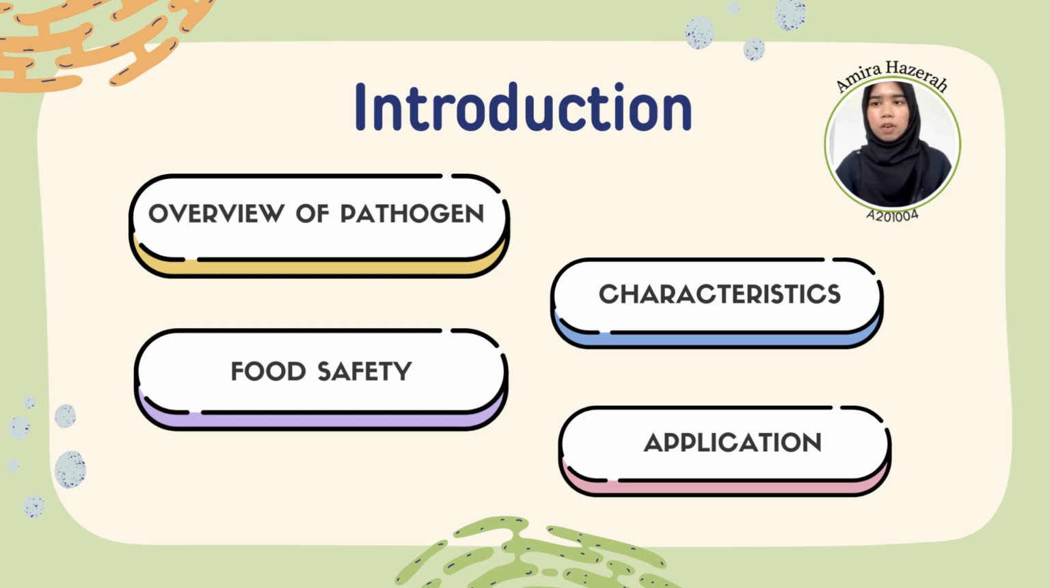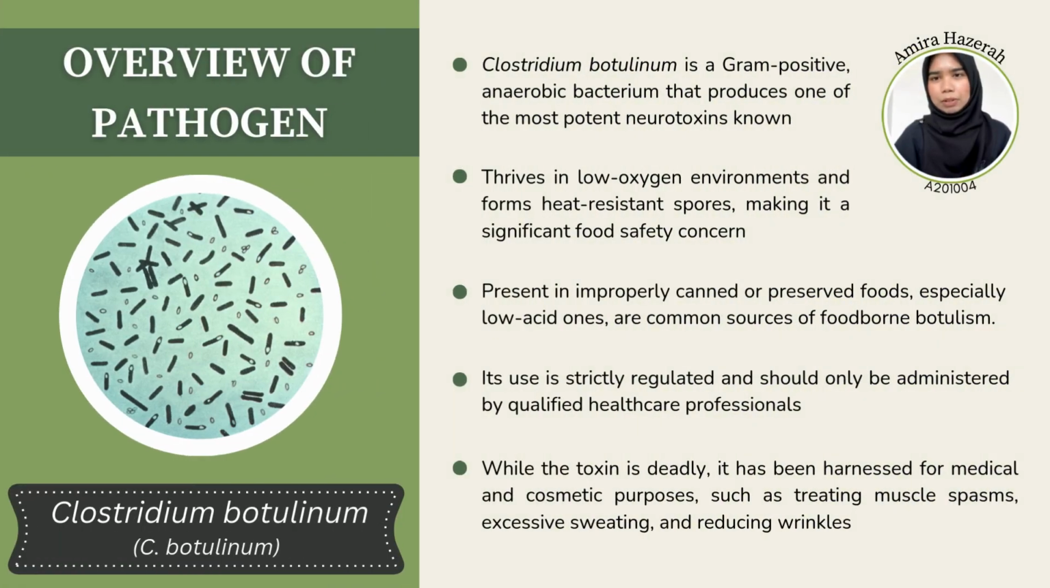Let's begin with the overview of the pathogen. Clostridium botulinum or C. botulinum is a gram-positive anaerobic bacterium known for producing one of the most potent neurotoxins. This bacterium thrives in low oxygen environments and forms heat-resistant spores, making it a significant concern for food safety. A common source of foodborne botulism comes from improperly canned or preserved food, especially low-acid ones. This condition creates an ideal environment for the bacteria to grow and produce its deadly toxin.